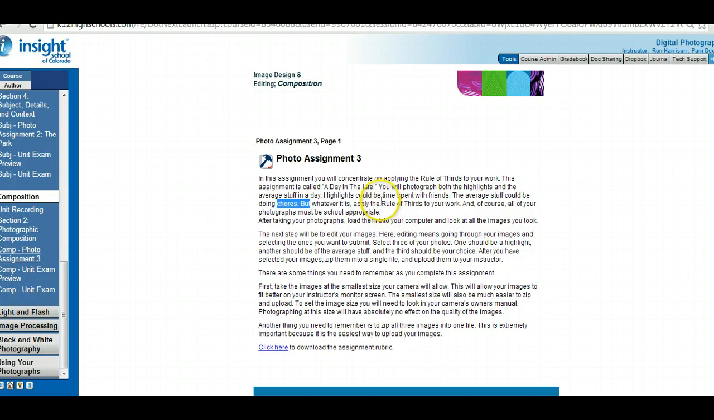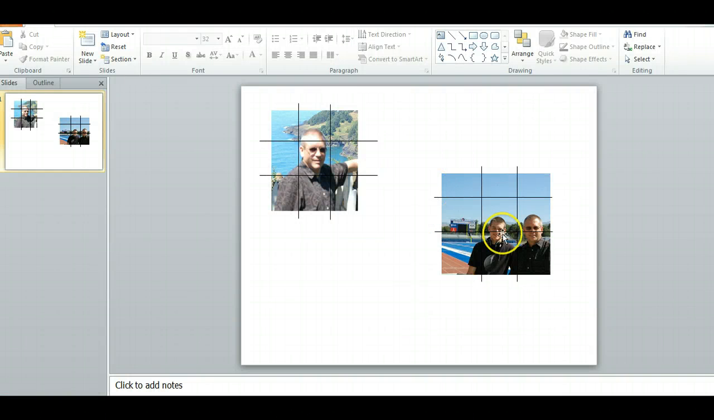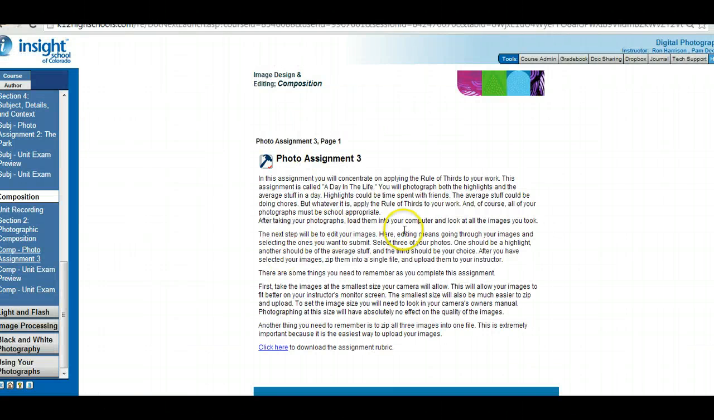And make sure you apply the rule of thirds. And remember the rule of thirds: as the example, you want your subject to be offset from the picture so that you can see more of the content of the picture, of the situation that they're in. So make sure you do the rule of thirds. And again, this says editing down here, but editing is just going to be selecting the 3 pictures you want to submit.